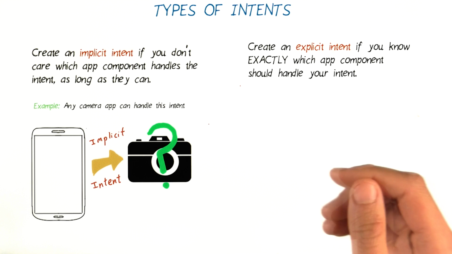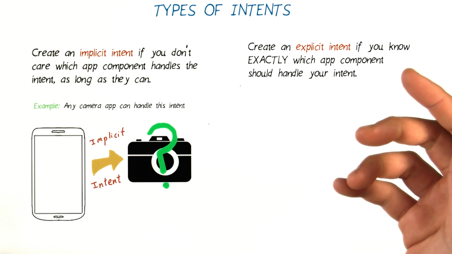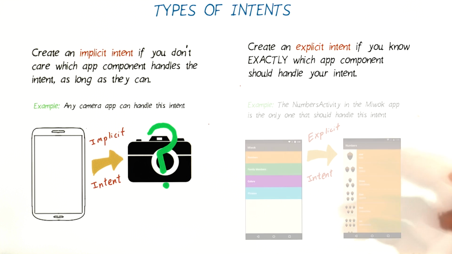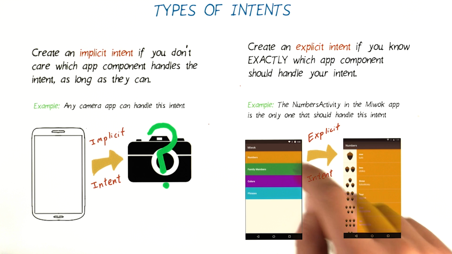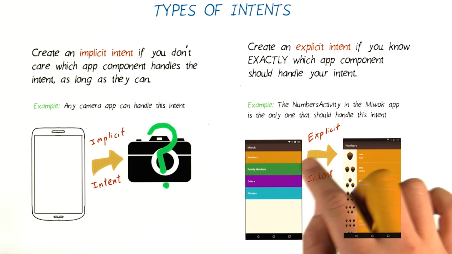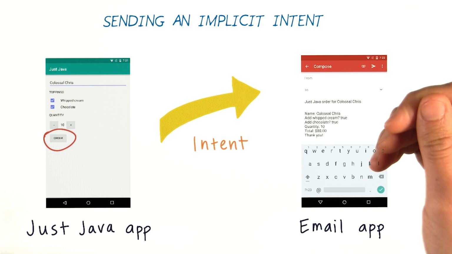On the other hand, you should create an explicit intent when you know exactly which app component or activity should handle the intent. For example, in the Miwok app, from the main screen, when you click on a category, we want to send an explicit intent to the numbers activity within our app to open that screen. It doesn't make sense to let any other activity handle this. So now let's review each case in more detail.